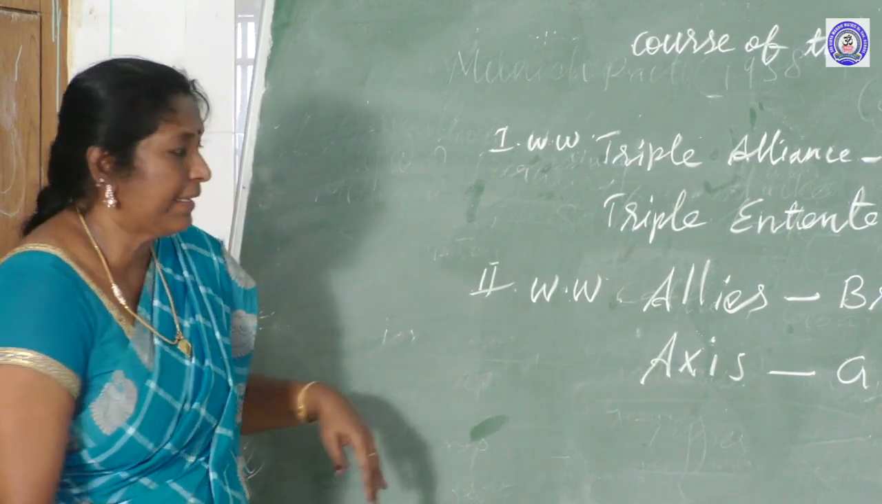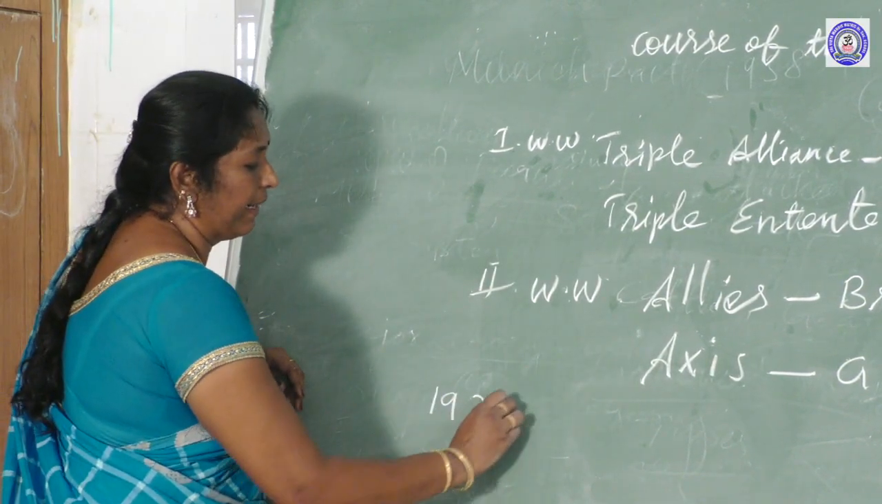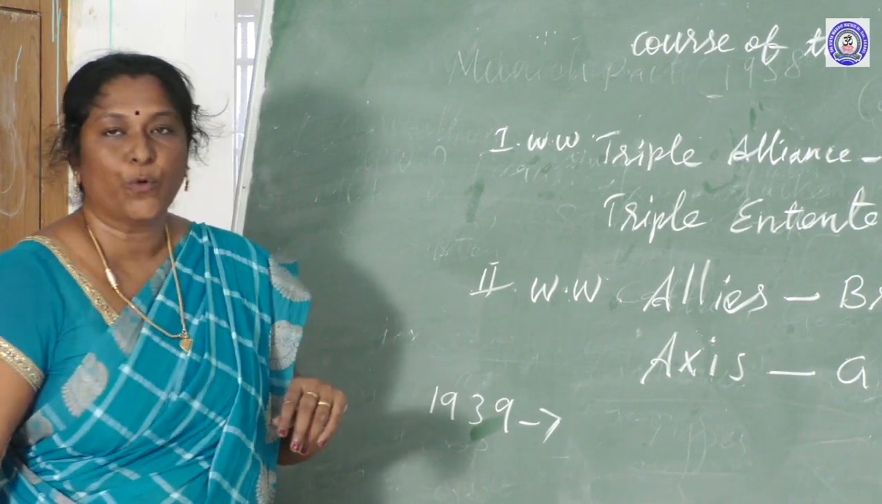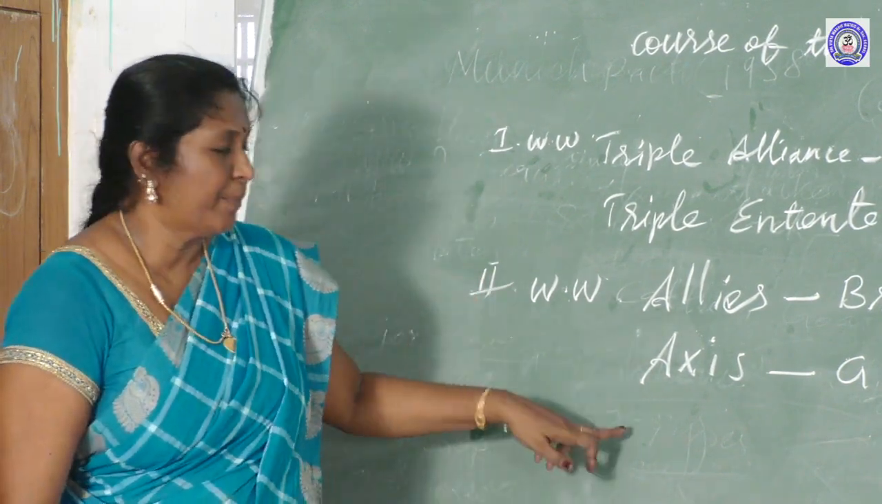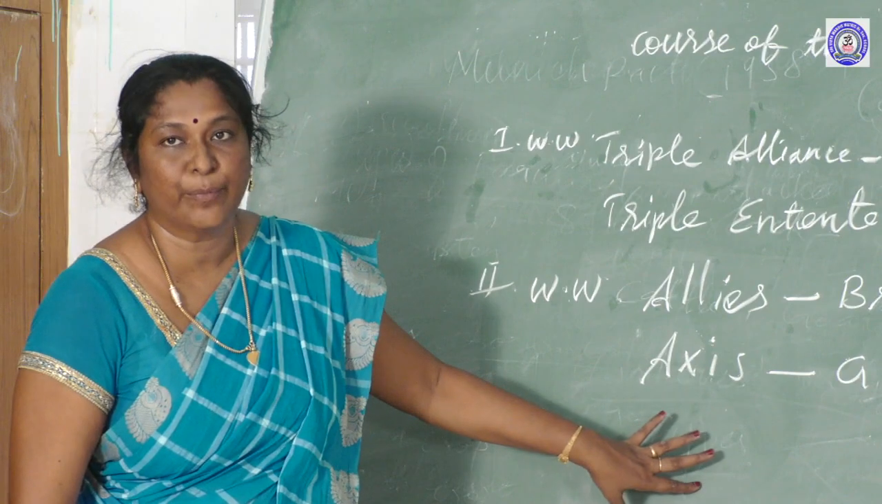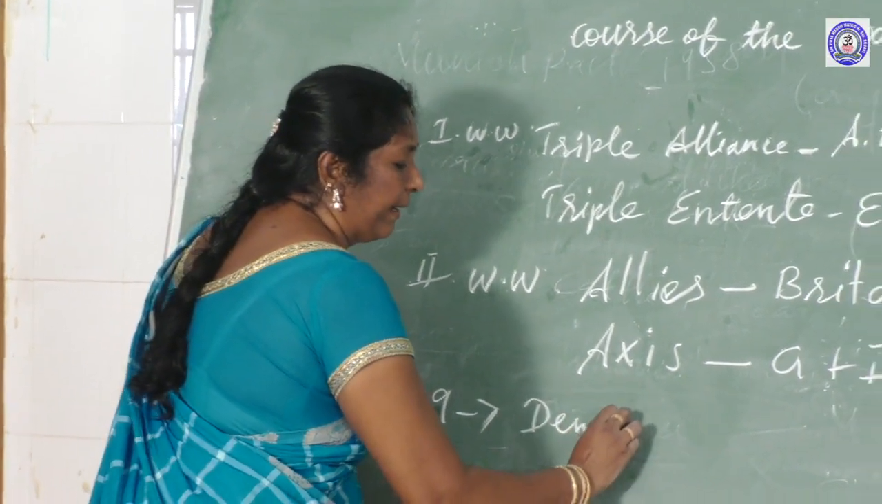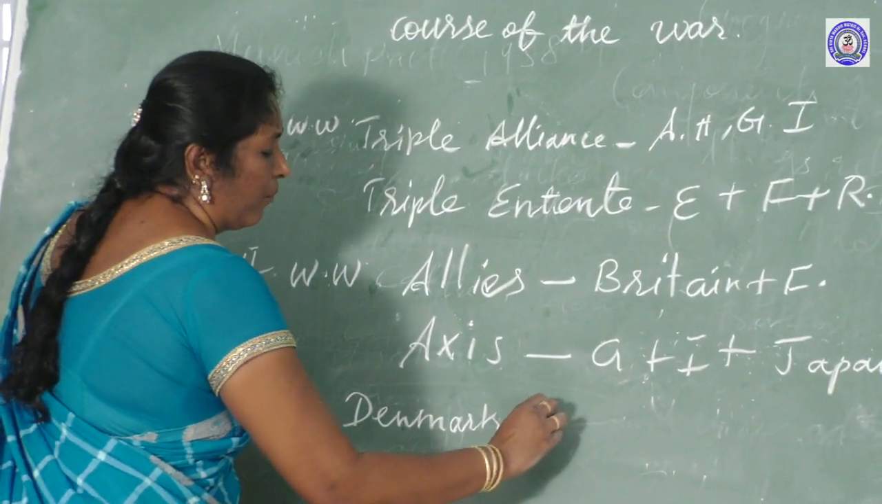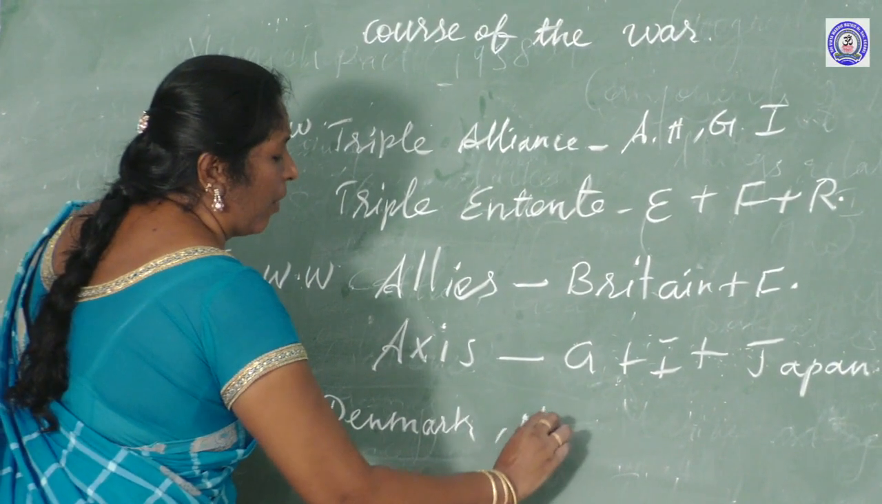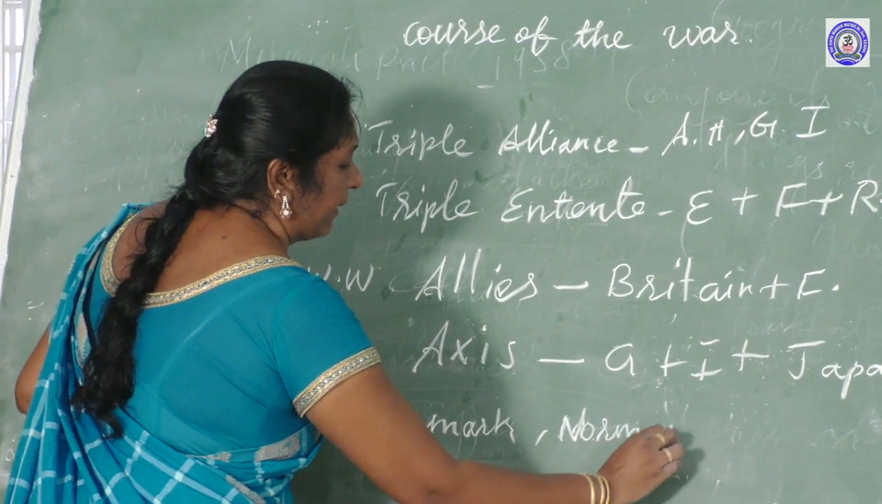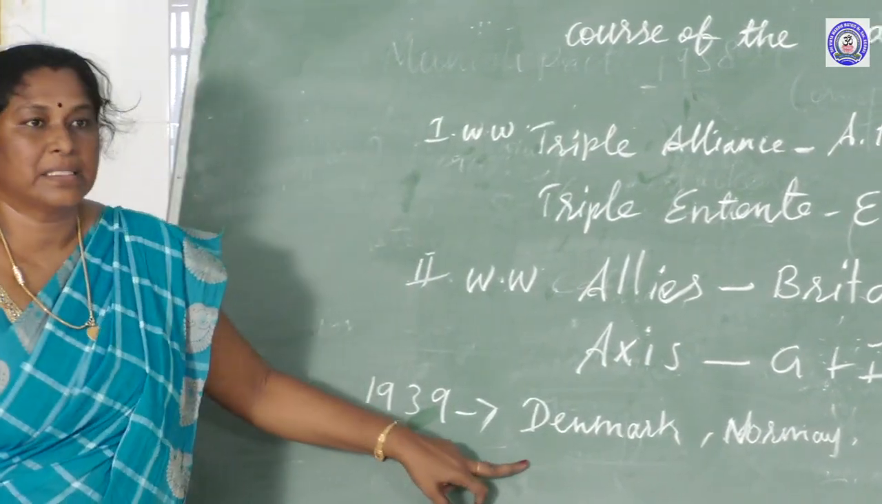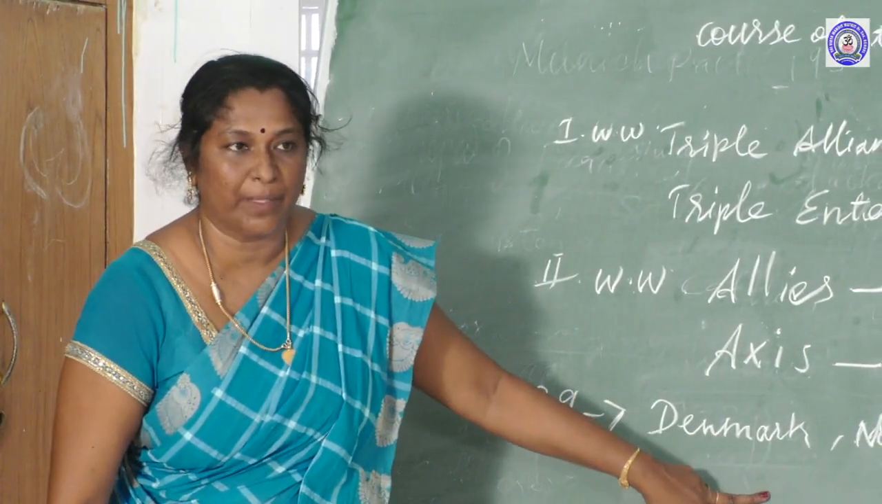In 1939, Germany occupied the north frontier of Germany, Denmark and Norway. What was the reason Germany occupied Denmark and Norway? Because that is the north frontier of Germany.